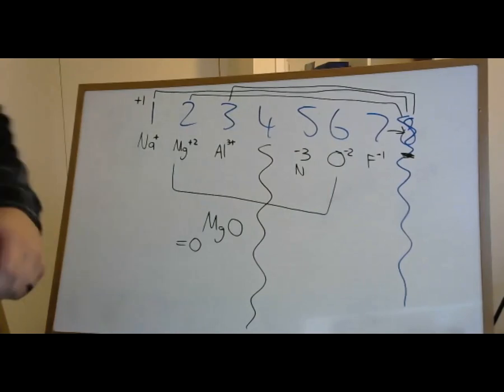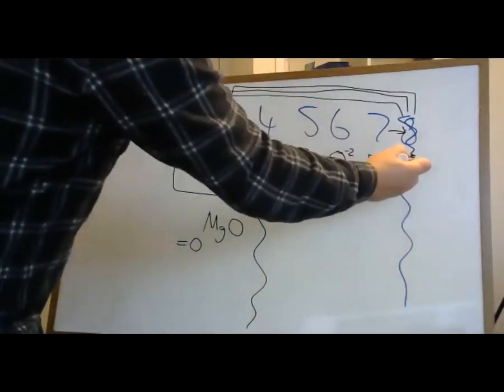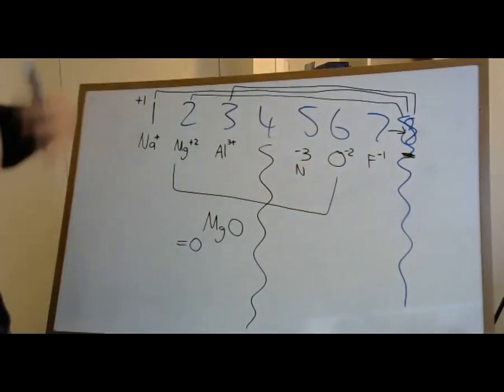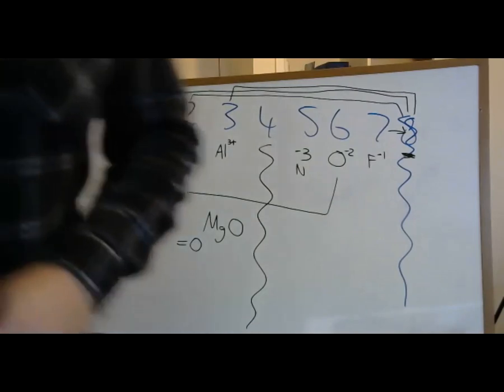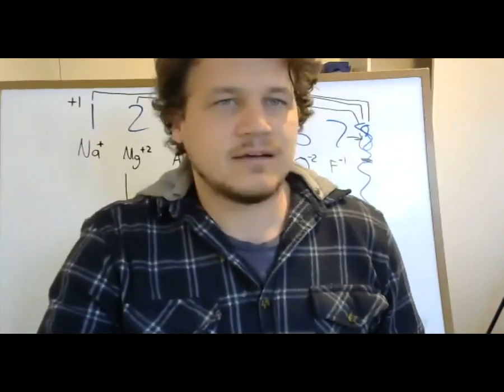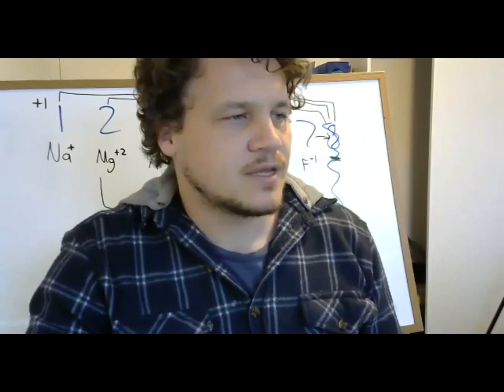That's why things react, because they're wanting to get to this state. They want stability, they want happiness, they want family. They want 8 electrons in their outer shell. Because if they don't have that number, they start dancing around trying to find them.